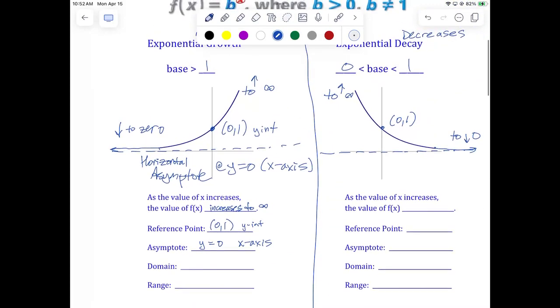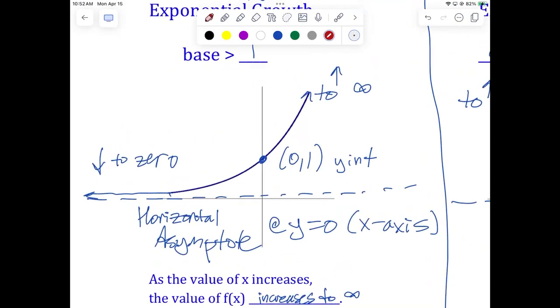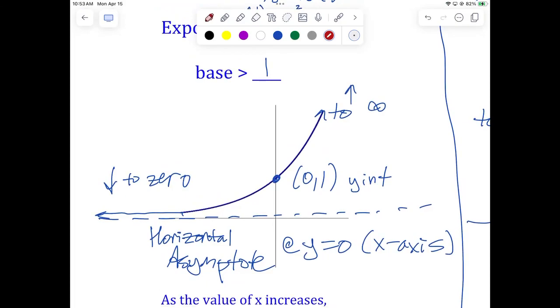What's the domain? That's a good question. What values of x does this graph take on? 0 to infinity? That would be from the y-intercept to the right? No. Negative infinity to positive infinity. What's another way to say that? Double-bar R, right? All real numbers. What's the range of this graph? What y values does it take on?